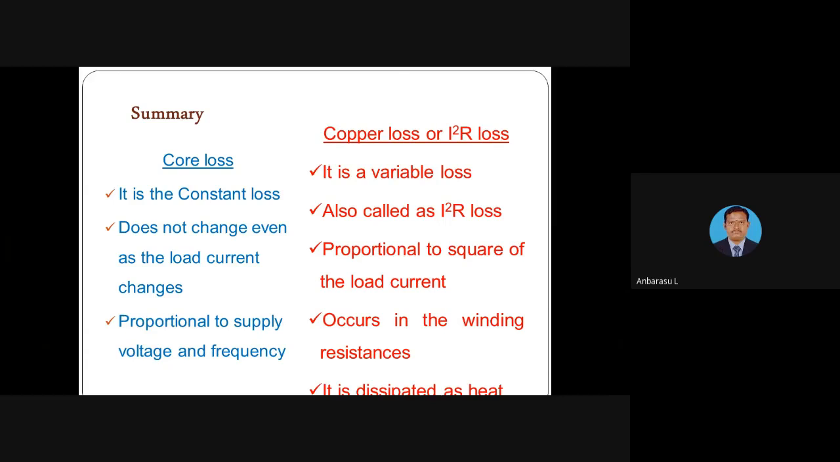Finally, the core losses are proportional to the supply voltage and frequency, and do not depend upon the current. But in the case of copper losses, they are proportional to the square of the load current.